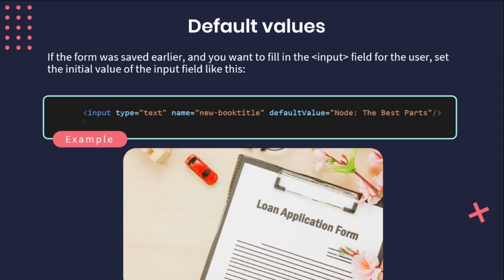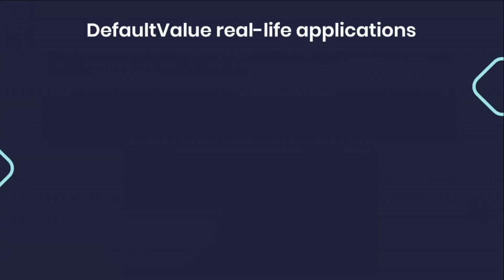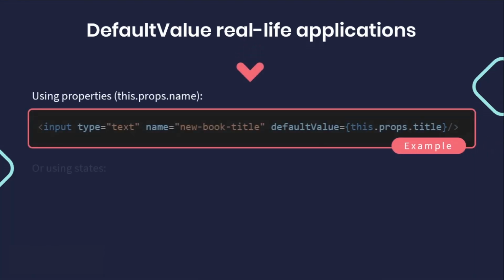Not only will it be controlled, but the value won't change when the user types in the input element. This is because the value is hard-coded, and React will maintain that value. Probably not what you want. And obviously in real-life applications, you get values programmatically, which in React means using properties or using states.